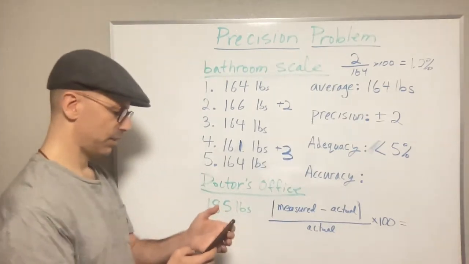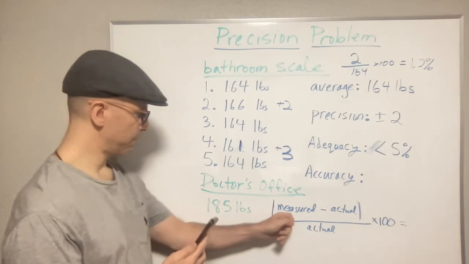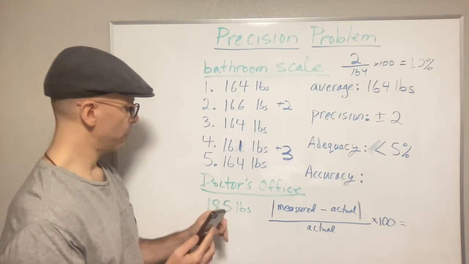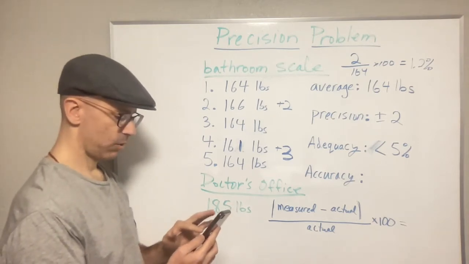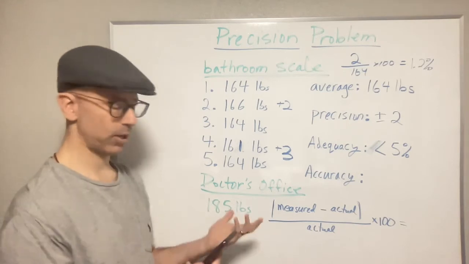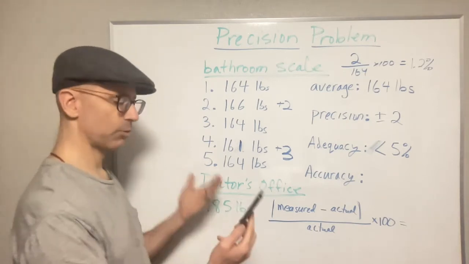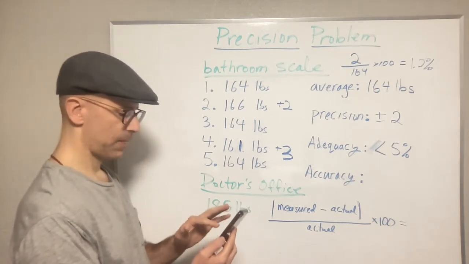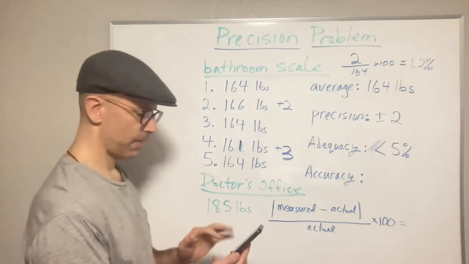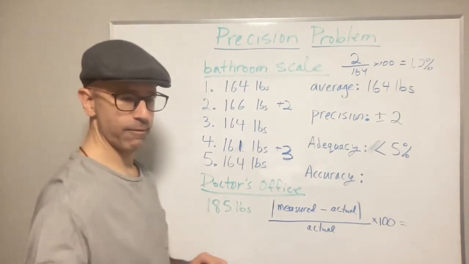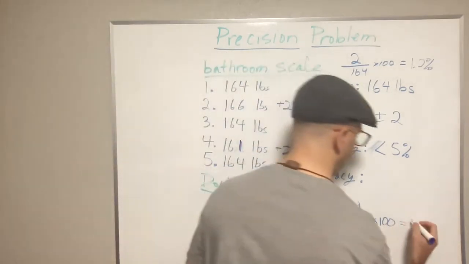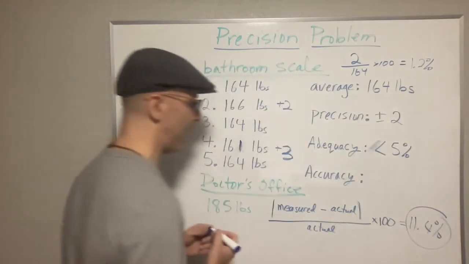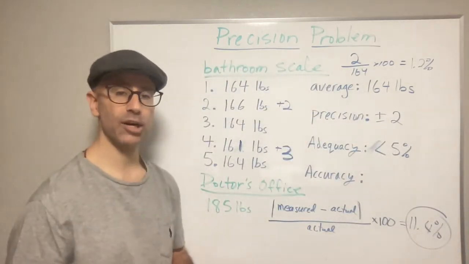So we're going to take the measured value, which is our average, so 164. We're going to subtract from that 185, and we get a negative 21, but we're going to take the absolute value of that. So that's going to be 21. We're going to divide that by the actual value, which is 185. And then we're going to multiply by 100. And we get 11.3 or 11.4%. So 11.4% error.